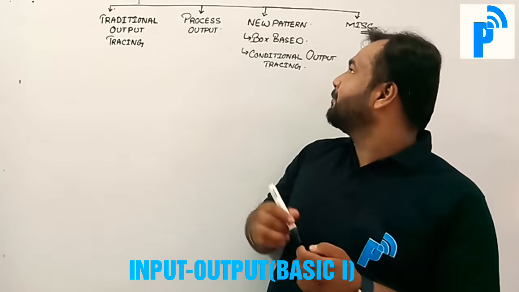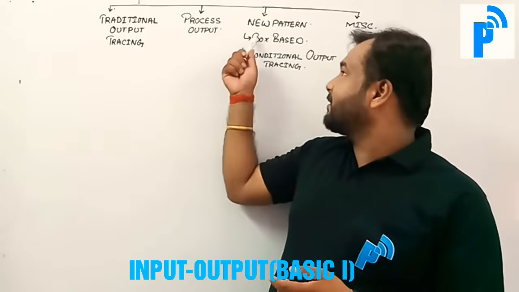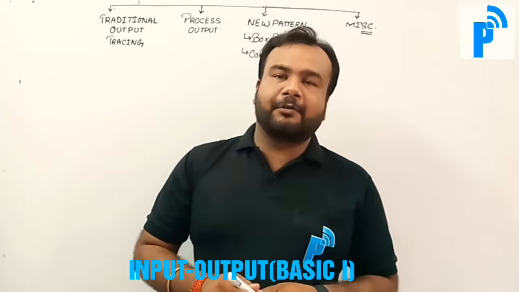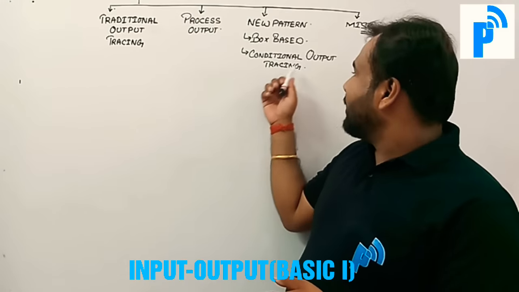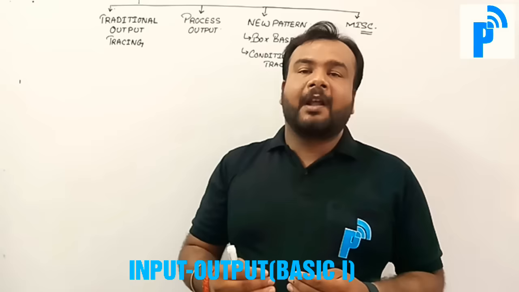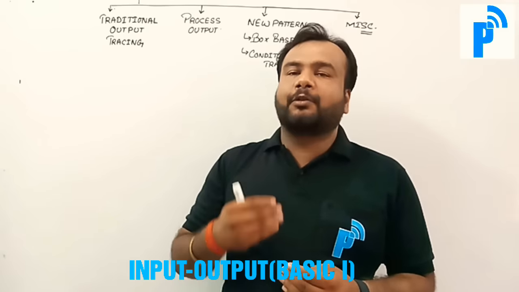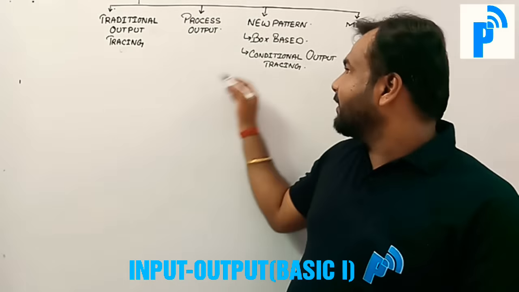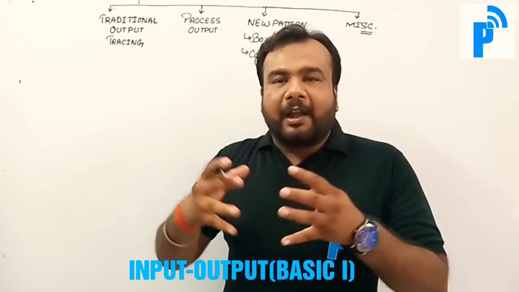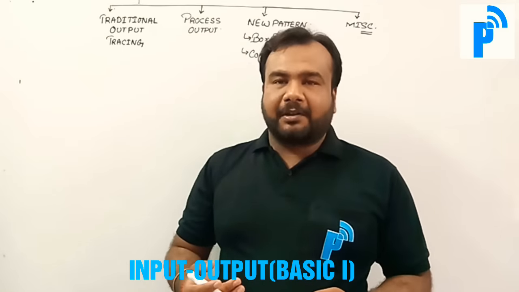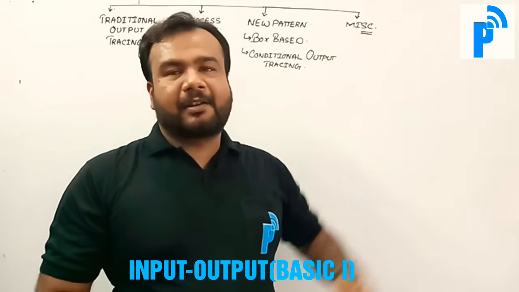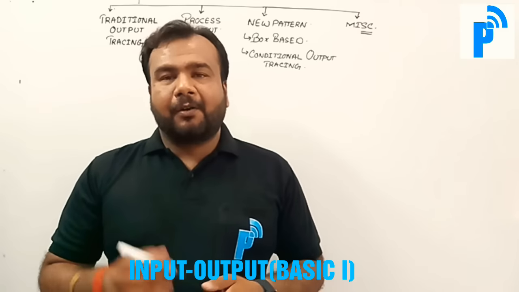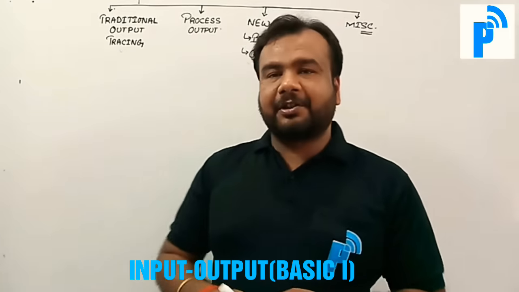Next is new pattern input output, where we will learn the box based input output, the two types of questions that have been seen in the previous examinations in 2017 to 2018. And then we will have conditional output tracing, where some conditions are given, and according to the questions based on those conditions, we are going to solve this traditional output tracing. Actually, the traditional output tracing and the conditional output tracing both accumulate together and form a new kind of question. And then we will have some miscellaneous discussion over some questions, where we will learn a number of examples. Okay, let's begin with the first part, traditional output tracing.